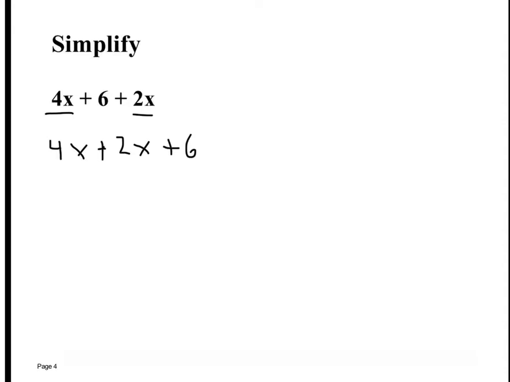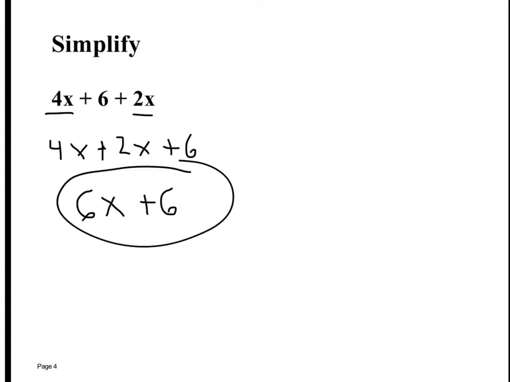So I reorder it like this. And then I add like terms here. Adding like terms means I don't change the variable. All I do is add the numbers in front. And then the constant stays the same because there's no other constants. So I have 6x plus 6 is my answer. There's nothing else I can do to it. So I'm left with that. Any questions?